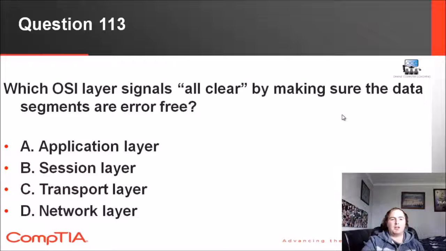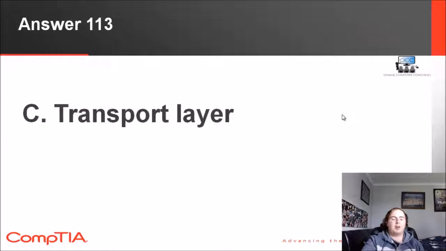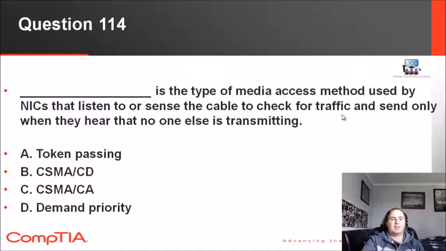Question 113: which OSI layer signals all clear by making sure the data segments are error-free? We've got application layer, session layer, transport layer, and network layer. TCP/IP is pretty common nowadays, and that's the TCP side of things. The Transmission Control Protocol is the way in which data is sent to and from a network between hosts. That allows for error-free delivery, and the transport layer is behind all of that. So that's the answer there.